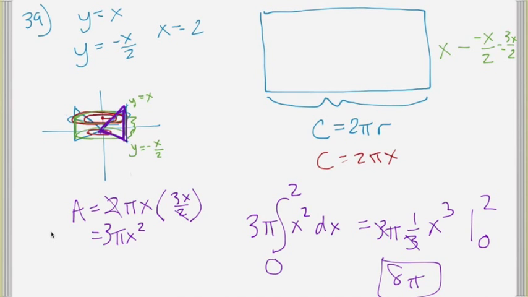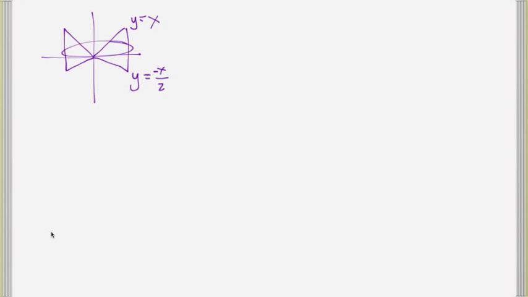We could do this problem without shells, so I'm going to show how to do that also. To do this problem without shells, I would think of stacking up washers, because they're going to have empty middles, along my y-axis. If I'm working along my y-axis, that means I would want y's in my problem. So y equals x, that's not an issue. But for the other one, I want to get x alone. So negative 2y is equal to x.